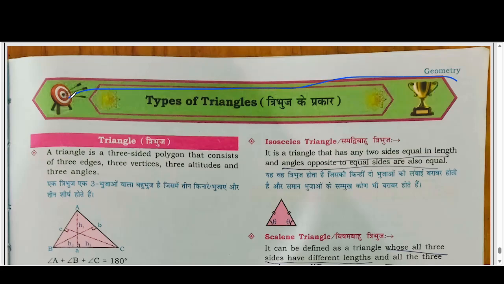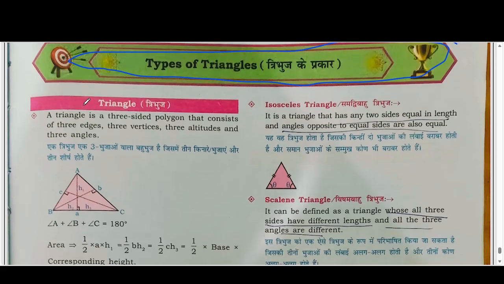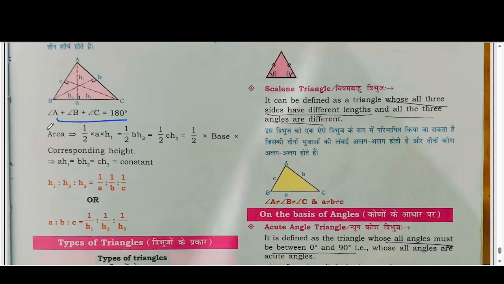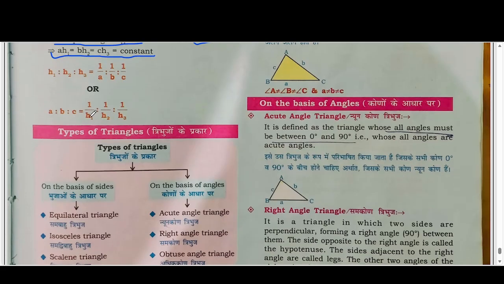Next topic is types of triangles. A triangle is a three-sided polygon that consists of three edges, three vertices, three altitudes, and three angles. Angle A, angle B, angle C. Area is half into A into H1, half B H2, half C H3, half into base into corresponding height. A H1 equals B H2 equals C H3, constant.